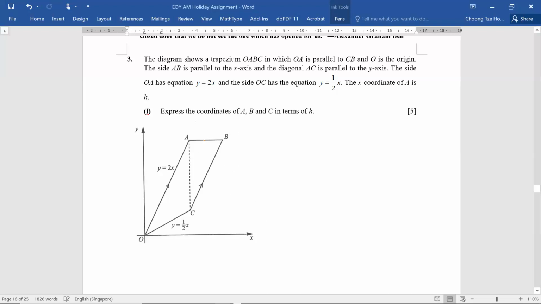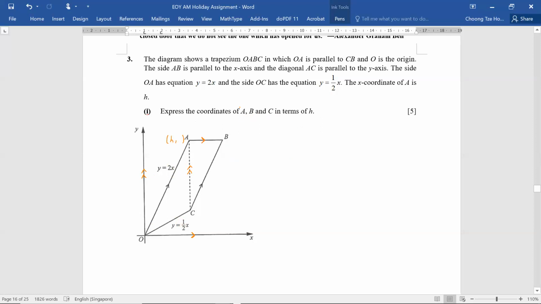Let's draw something to indicate this. The side AB is parallel to the x-axis, and the diagonal AC is parallel to the y-axis. The side OA has the equation y equals 2x, and the side OC has the equation y equals half x. The x coordinate of A is h, so they give us the x coordinate of h. We are not given the y coordinate. So they want us to express the coordinates of A, B, and C in terms of h.